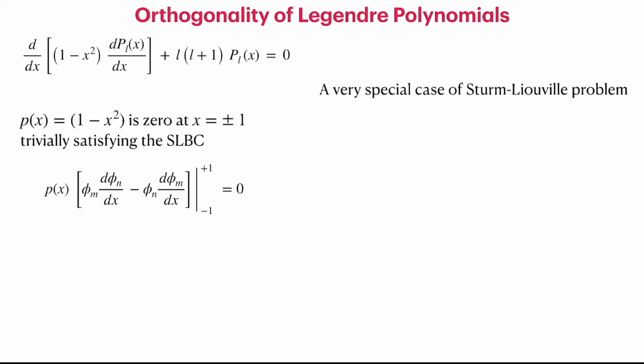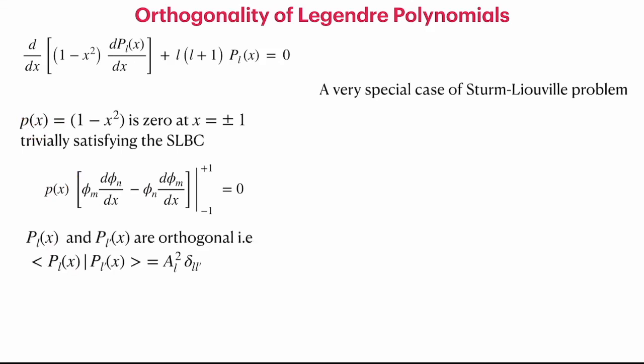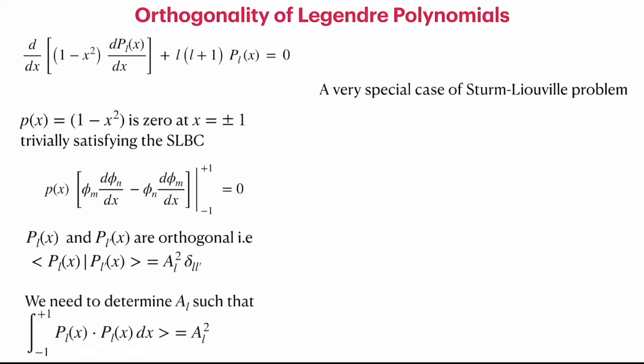So this is one of the nice trivial cases, and one can say that P_L and P_L prime are orthogonal. That is, P_L dot P_L prime is equal to some A_L square into delta L L prime. So this is to say that Legendre polynomials are orthogonal, not necessarily orthonormal, because their dot product is not necessarily 1, and we may determine this normalization factor A_L as the integral from minus 1 to plus 1 of P_L into P_L, or P_L square dx, that is equal to A_L square.